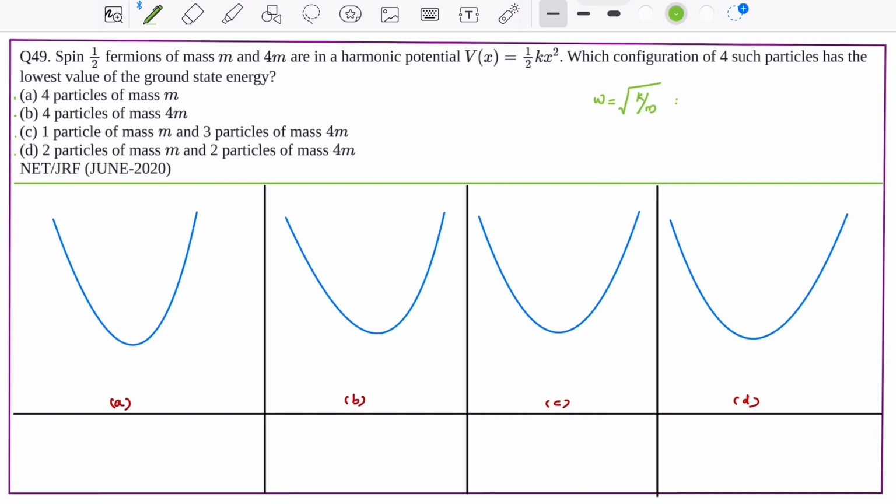Now here you have to consider this fact. We have omega is equal to root k by m. Now when the mass changes to 4m, what happens to omega? Omega changes to omega by 2. So you have to consider these things while drawing the energy level diagram.